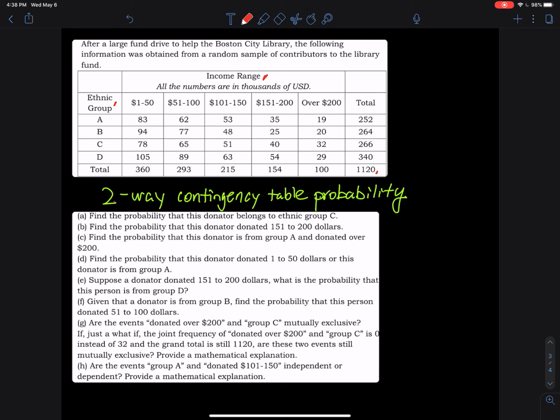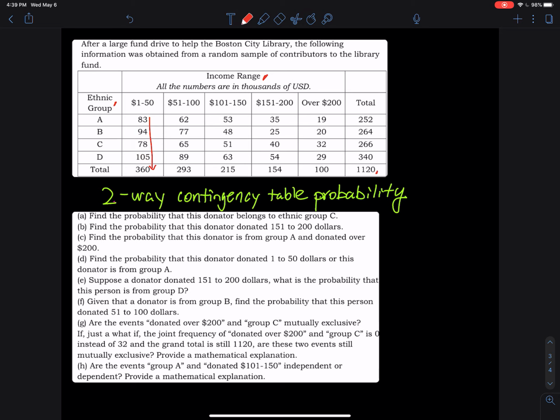For the ethnic group, we have four ethnic groups, A, B, C, and D. And for the income range, we have five income ranges. The ethnic groups A, B, C, and D each represent a row, right? And each income range represents one column. So for the 83, if you look all the way down, this is the column total. They add these four numbers to get the total. And the 360, the 293, the 215, 154, and the 100, they are called column totals.